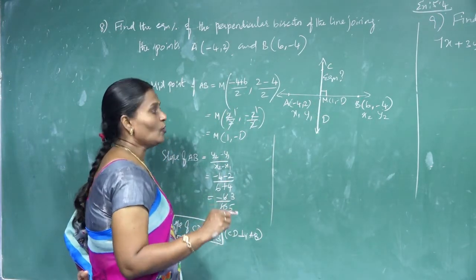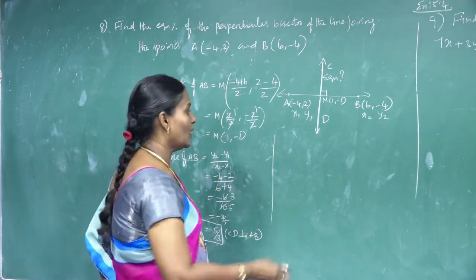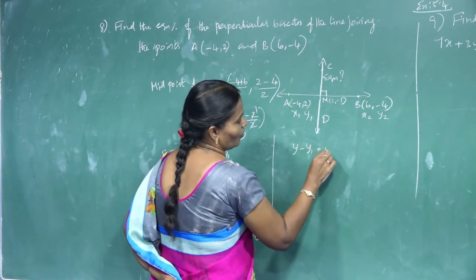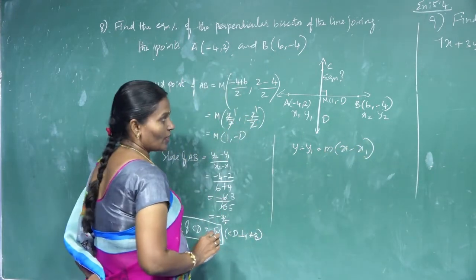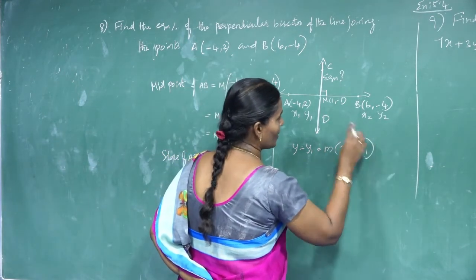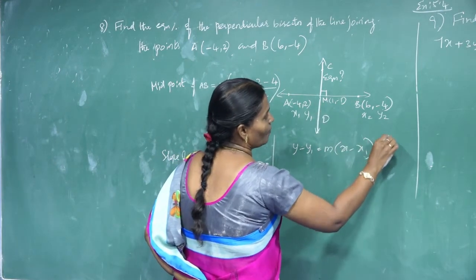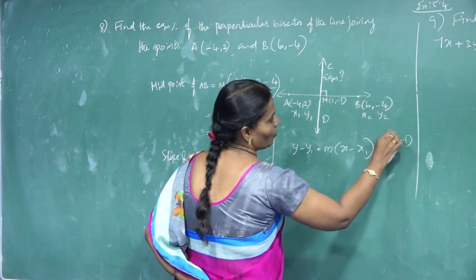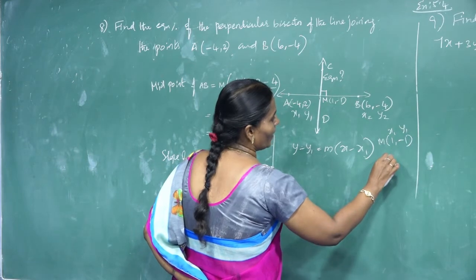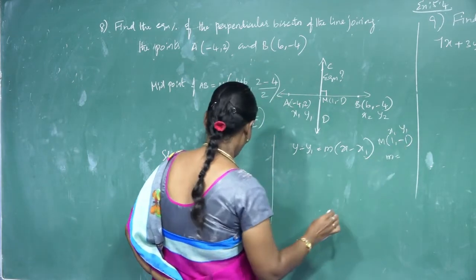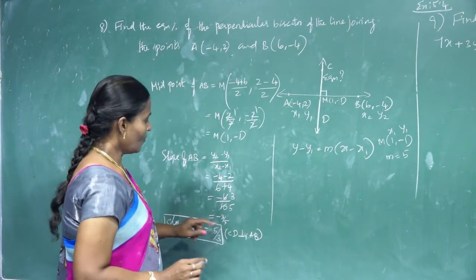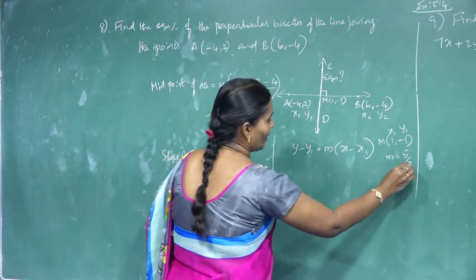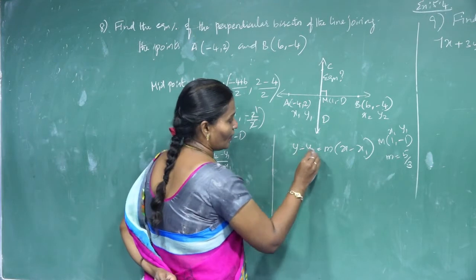Okay. So you know the slope and one point form, that is y minus y1 is equal to m of x minus x1. So what is the one point? The midpoint is m of (1, -1), that is you consider the one point x1, y1. Then the slope m is equal to 5 by 3. Am I correct, children? 5 by 3.